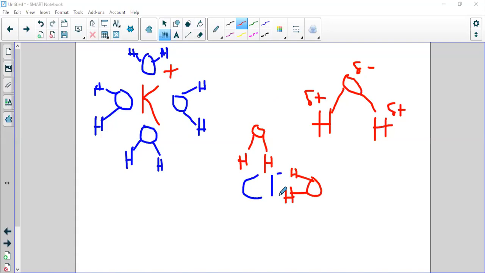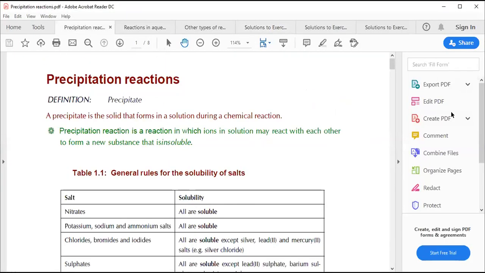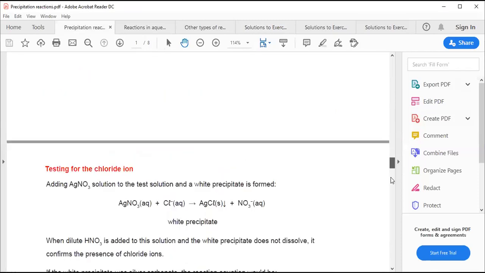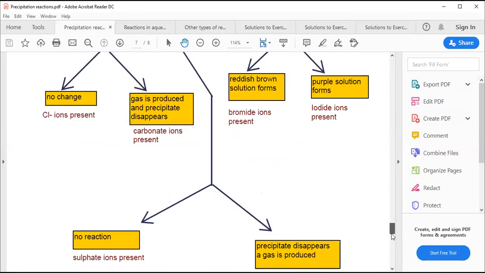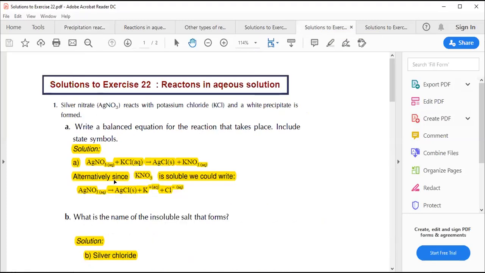Right. Let's move on to the next activity. The next activity is the one for precipitation reactions. We looked at precipitation reactions, then there was an activity there. The activity that I gave you was this one here. You are given silver nitrate, AgNO3, which reacts with potassium chloride, and a white precipitate is formed. Write a balanced equation for the reaction that takes place. Include state symbols. So you need to make a reaction between AgNO3 plus KCl. This is what you need to get here.